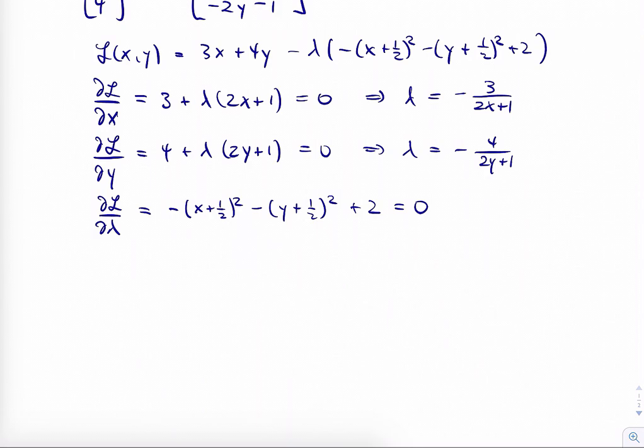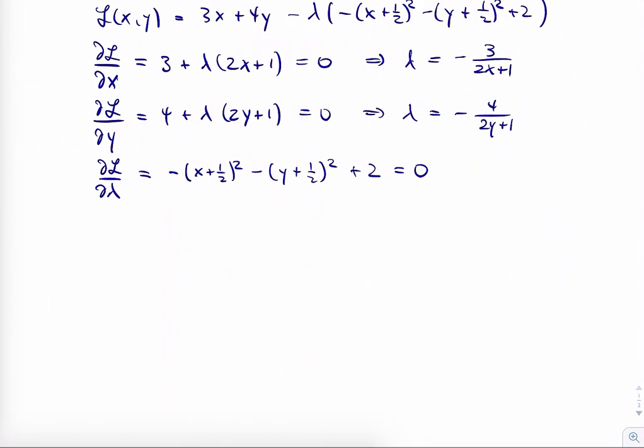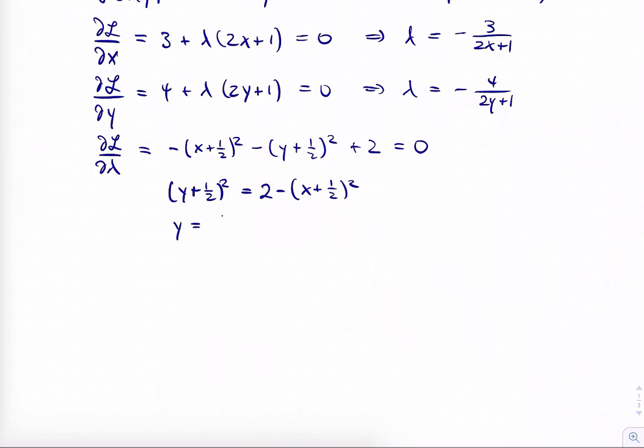Now again, we are in the situation that we have a system of three equations and three unknowns, x, y, and lambda, and since these equations are nonlinear, we just proceed by repeated substitution until we boil the whole situation down to one equation and one unknown, which hopefully we can solve. So let's start with the last one. We write (y + 1/2)² = 2 − (x + 1/2)². So y is ± the square root of 2 − (x + 1/2)², minus 1/2.